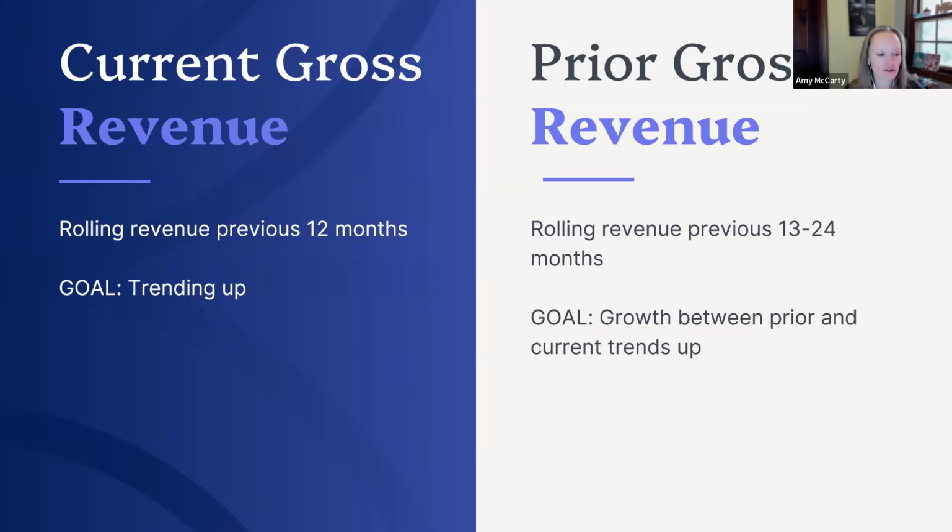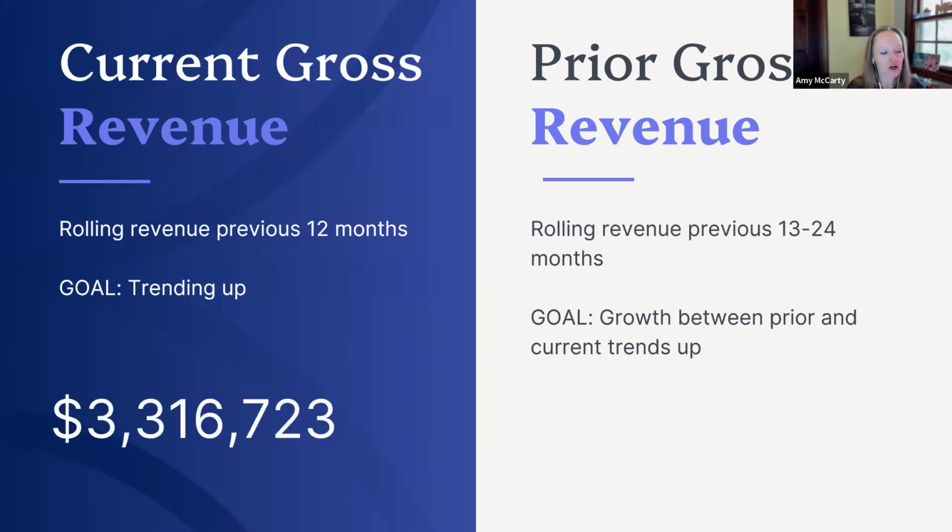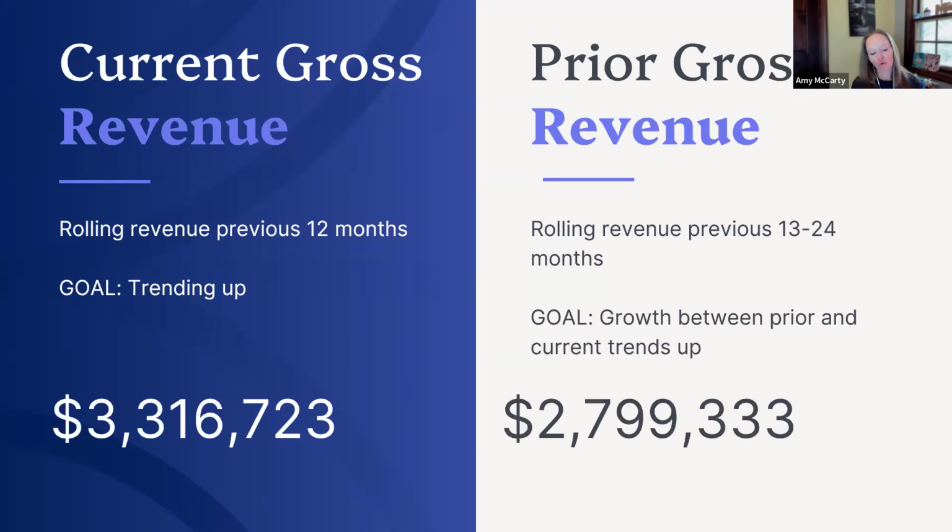Yeah, it's a good way to just look at other people's numbers, make yourself feel good about your numbers, push you to see where you need to grow, right? So for DBA, our current gross for the rolling 12 is 3.3. And then our prior was 2.8. I'm gonna round. So a big part of that increase, because that's about an 18% increase there.